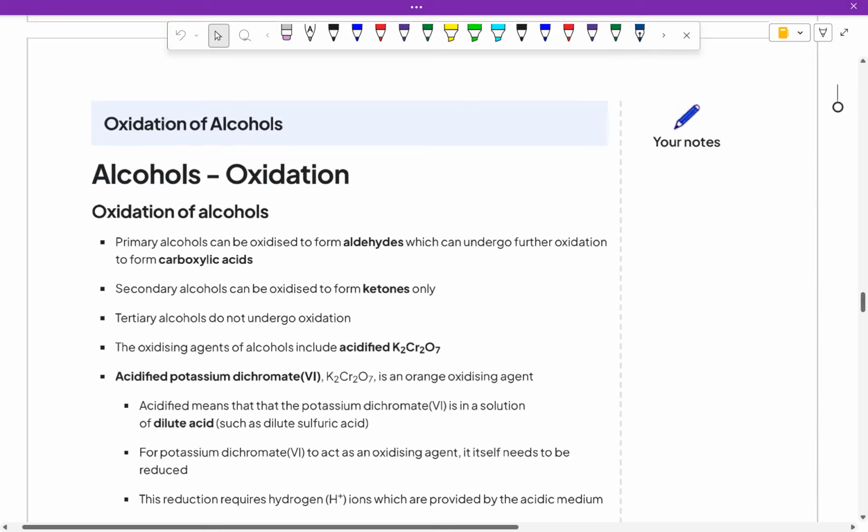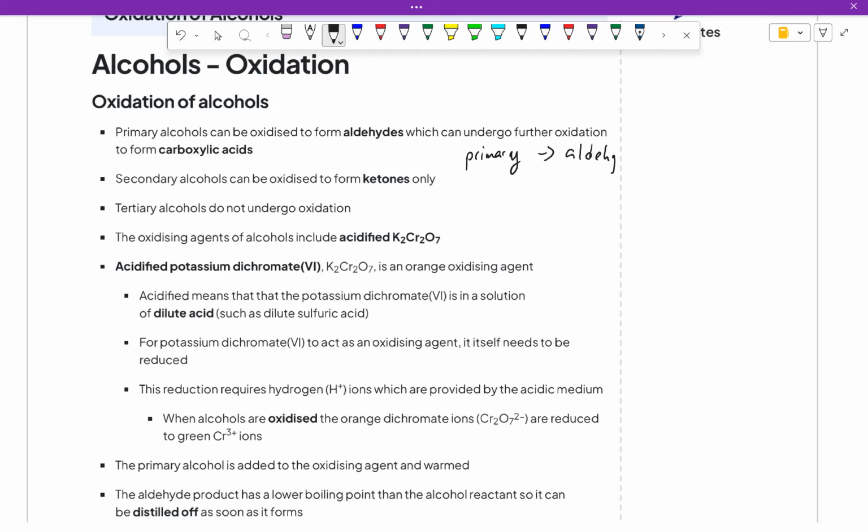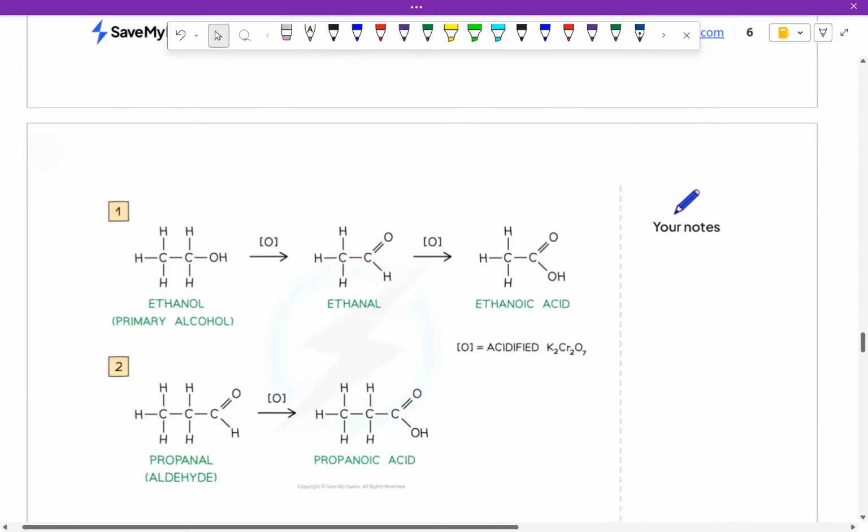Now, let's start with primary. Primary will have two stages. At first we have our primary alcohol. It goes to aldehydes. Then after that it will go to carboxylic acid. That is the primary part.